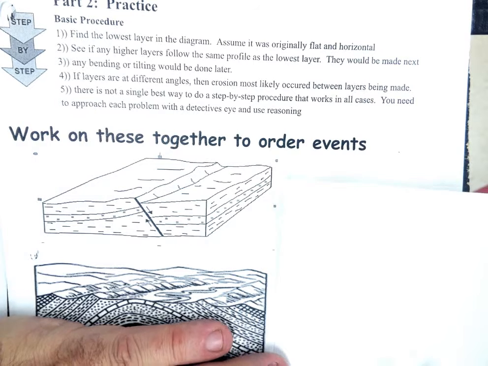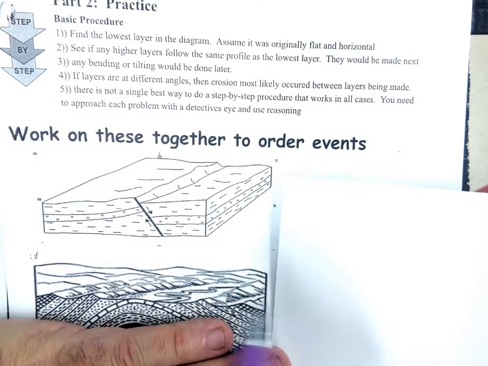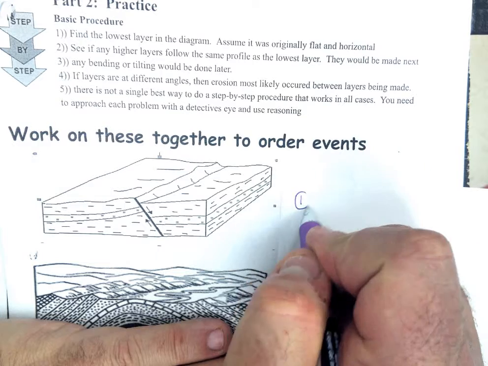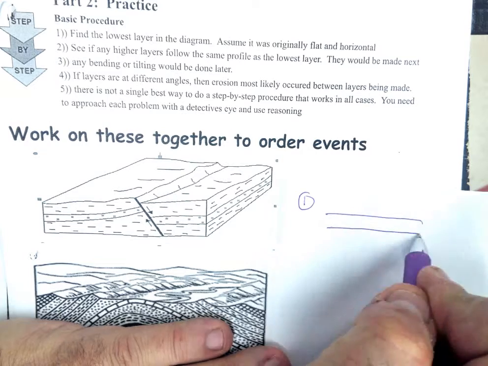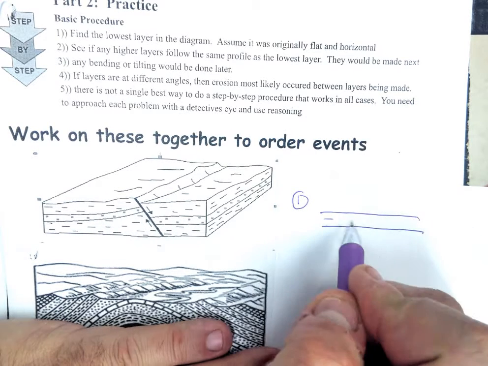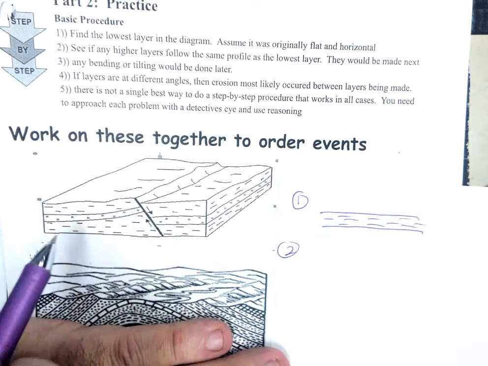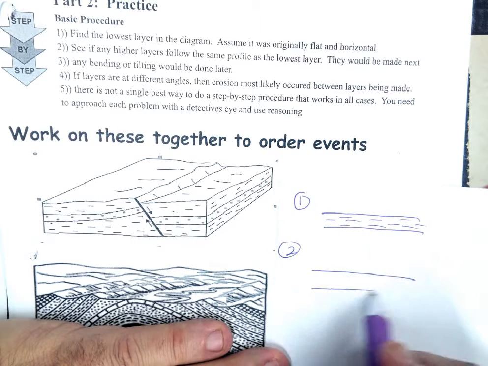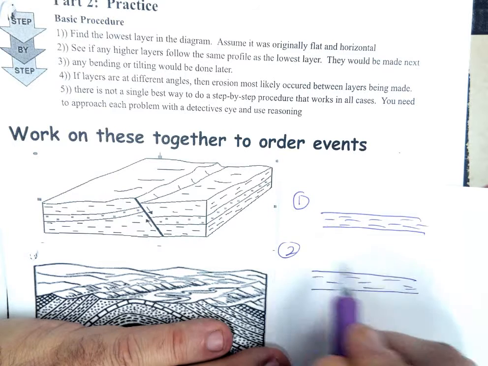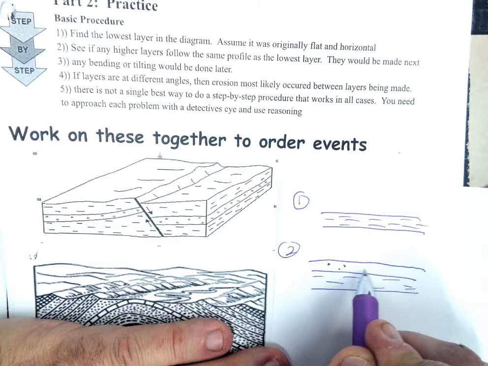Okay, so here we have a diagram of the current rock layers in a certain area, and we assume that the very first thing that happened was that the lowest layer was made. So we have a layer here, symbolized by dashes going horizontally. The second thing that happened was the next layer up, and it has little dots. So we have the first layer, and then a second layer put on top of that, with these dots.